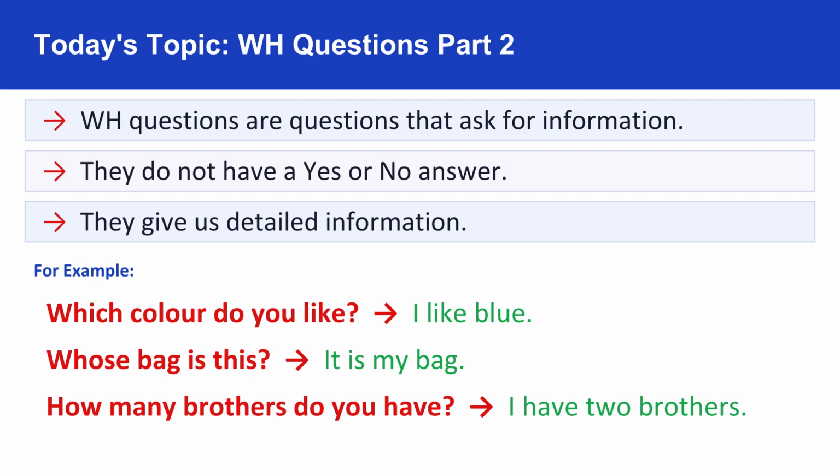For example, which color do you like? Answer, I like blue. Whose bag is this? Answer, it is my bag. How many brothers do you have? Answer, I have 2 brothers. See? These questions give us real information. They are very useful in daily English speaking. Let's learn each question one by one.